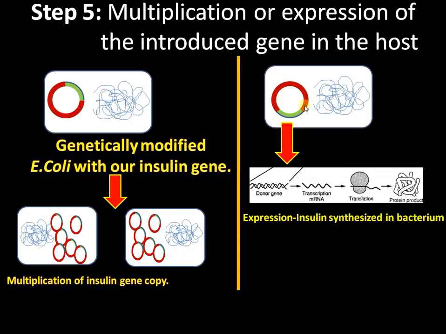Our intention was to synthesize insulin inside E. coli. So this is what is happening. This E. coli gene will be transcribed and translated, and later the protein product is synthesized inside the bacterium. So expression, that is the term, that is insulin is synthesized in the bacterium. Now by recombinant DNA technology, insulin is synthesized. The name of that insulin is humulin. Humulin is synthesized by recombinant technology.